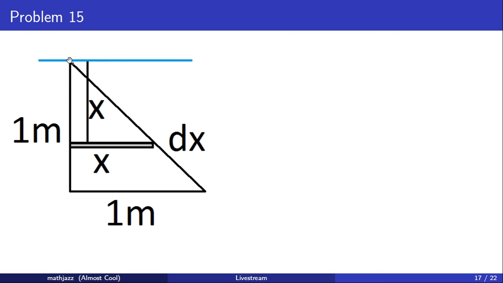Well, fortunately, this triangle has a 1:1 ratio between the side and the base. So that means if I go down x, the distance across is also x. So that's the first thing we know. We know that the width of this rectangle is x. The height of the rectangle is dx. So we have our differential area element, which is x dx. What remains is to find the pressure exerted against that x dx rectangle.